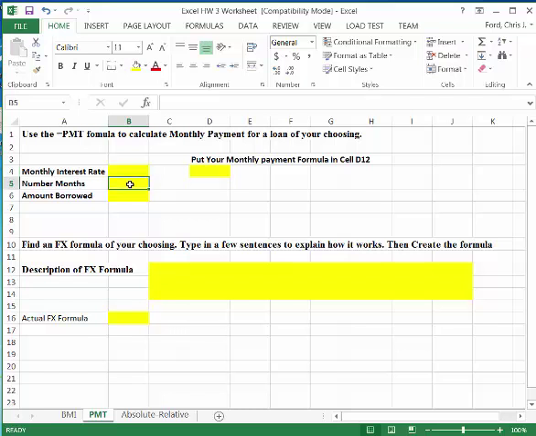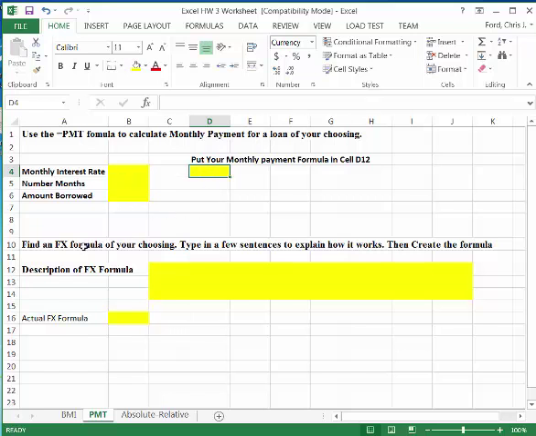Number of months, let's say you're going to buy a car and it's 5 years, that's 60 months. Amount borrowed, maybe it's $15,000. Again, over here you're going to put in your formula, but your formula is going to be based on these cell references. So if these cells change, your formula updates.